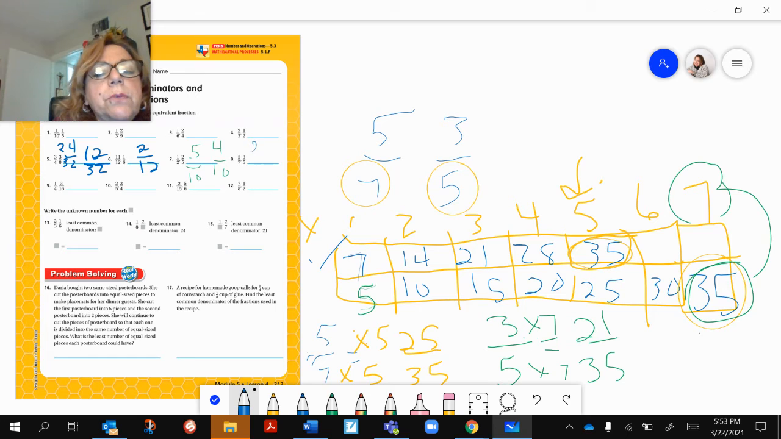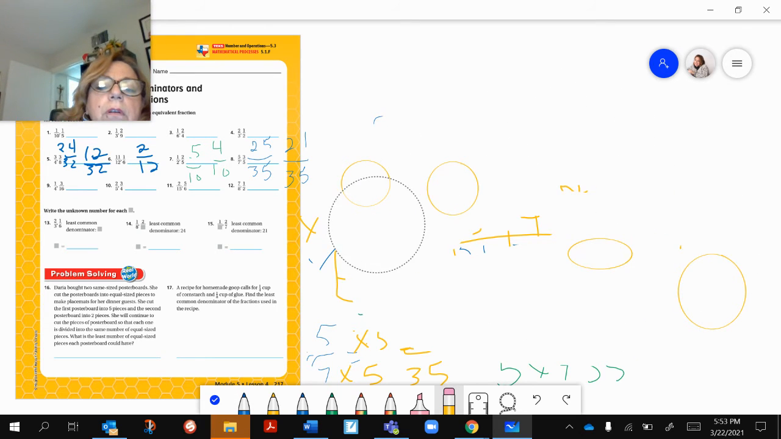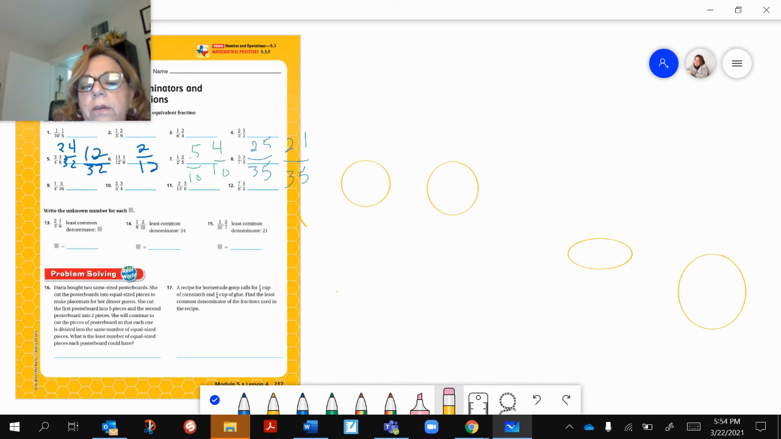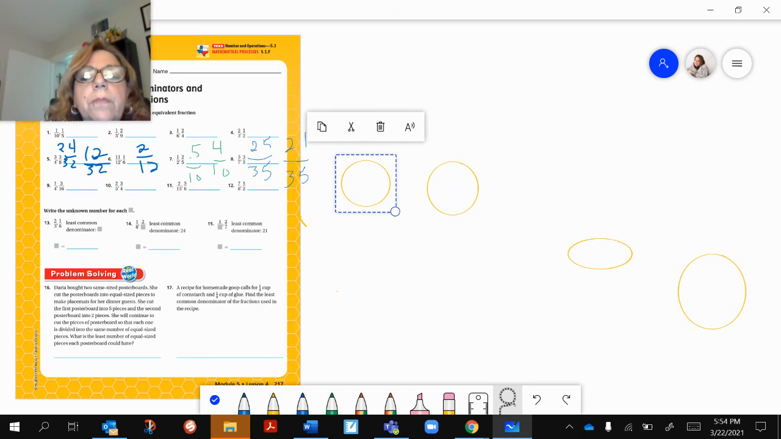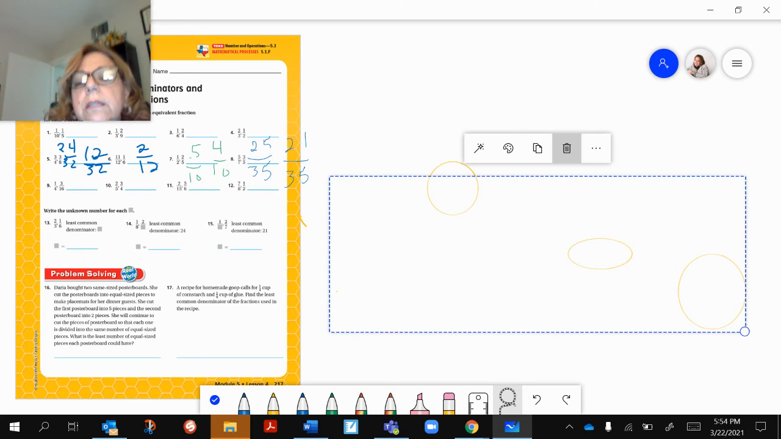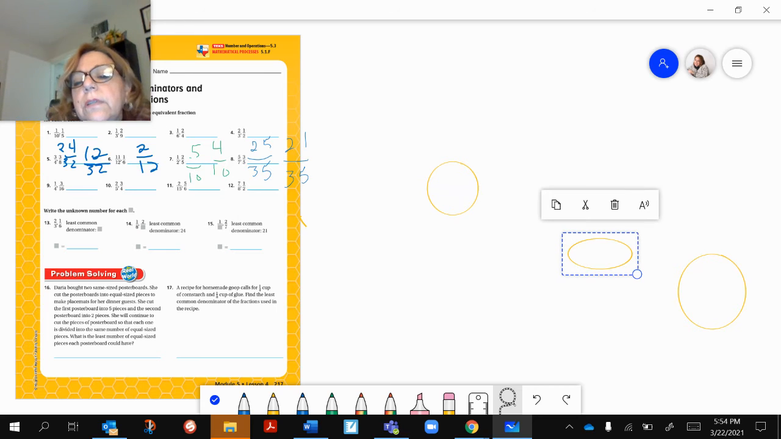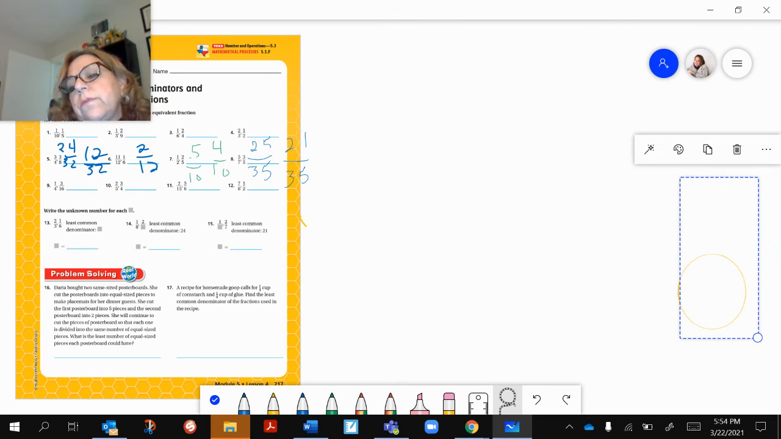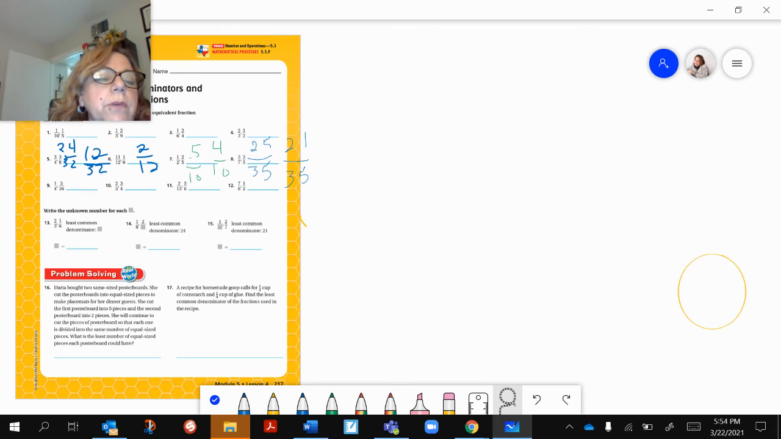So this again is 25 over 35, and then 21 over 35. All right, let's look at number 9. I'm going to go ahead and erase all of this here. Go ahead and lasso this. Delete, lasso, delete, lasso, delete, and one more lasso, delete. All right, let's look at number 9.